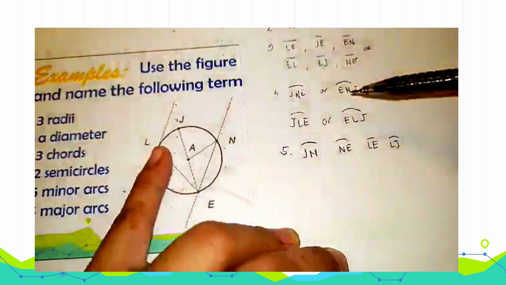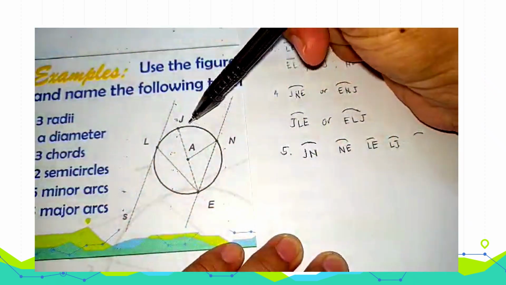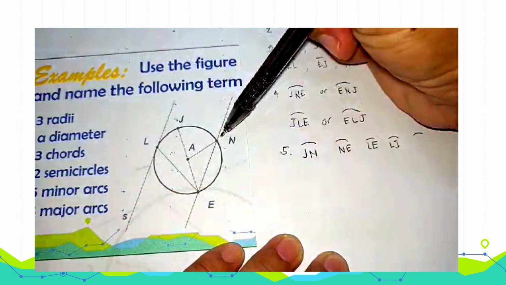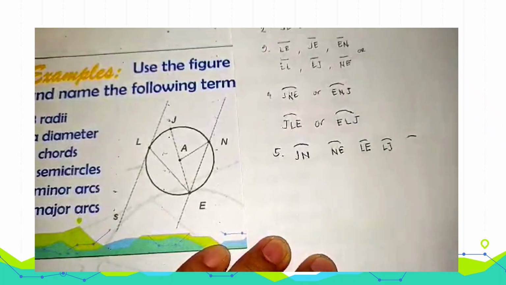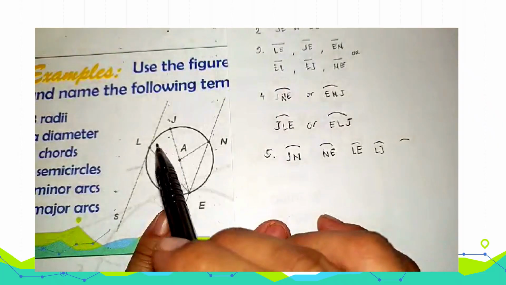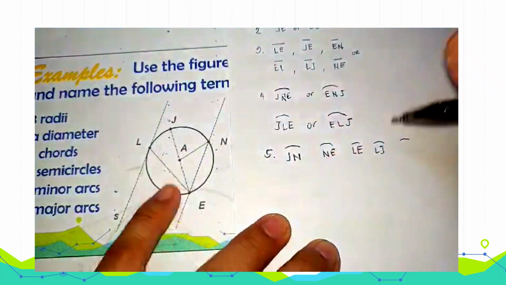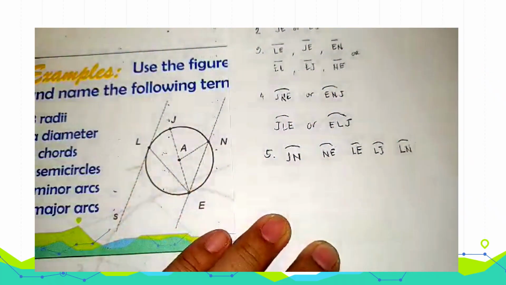Normally, there should be 3 points so that we can have it as either JN or NJ. So we need to have a third point here in the middle. Since it's not given, let's just have it in another example. Then we have LN. That's for number 5.